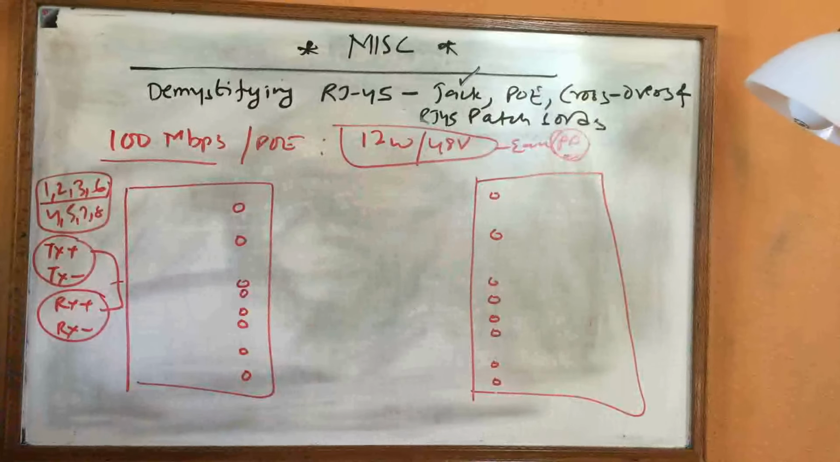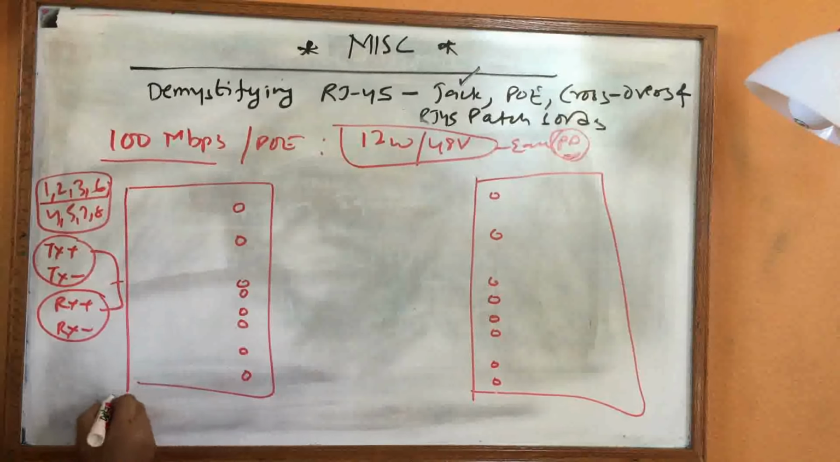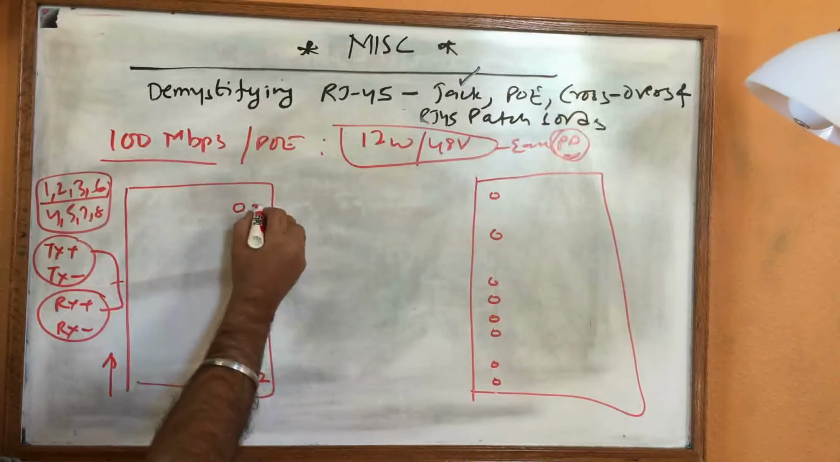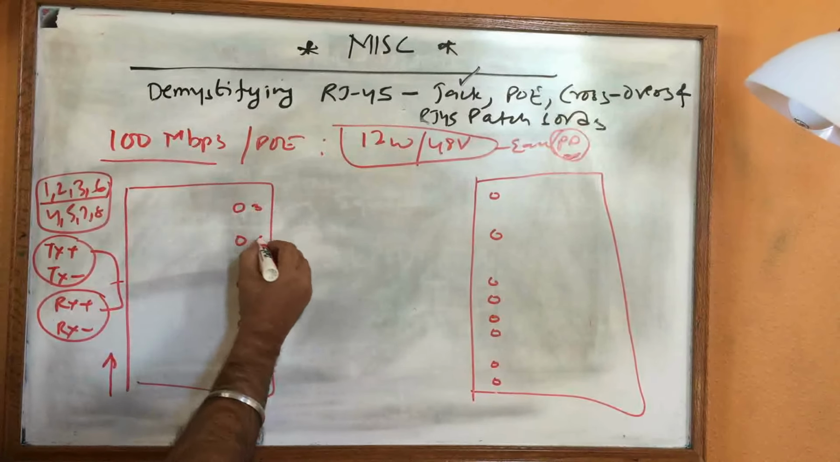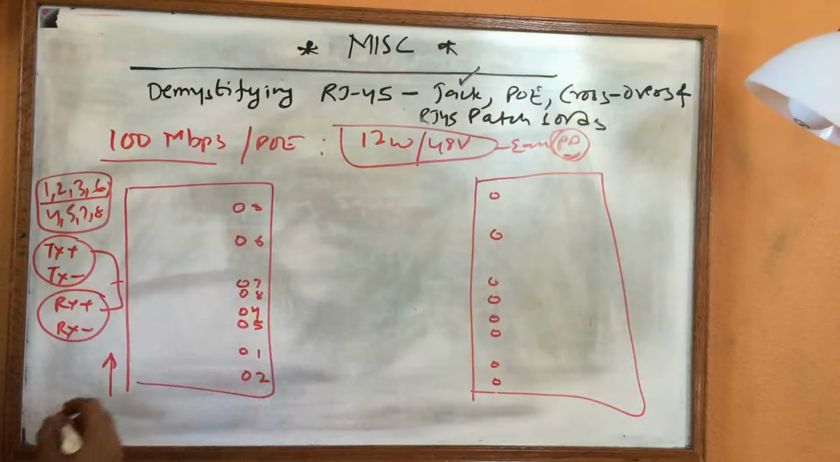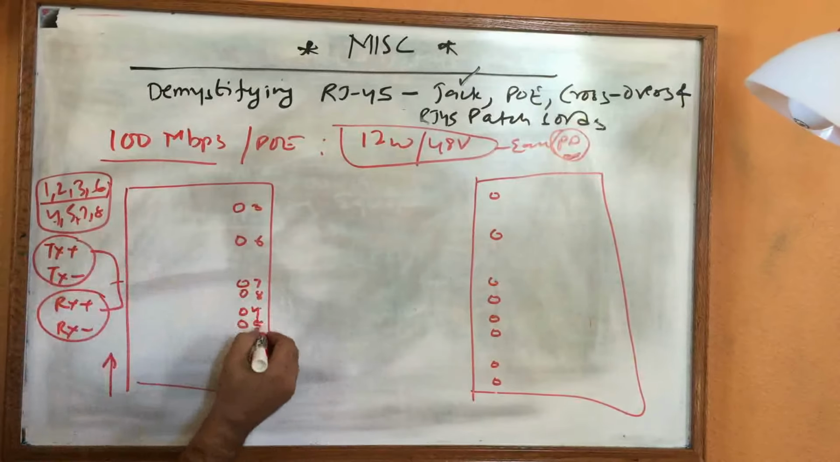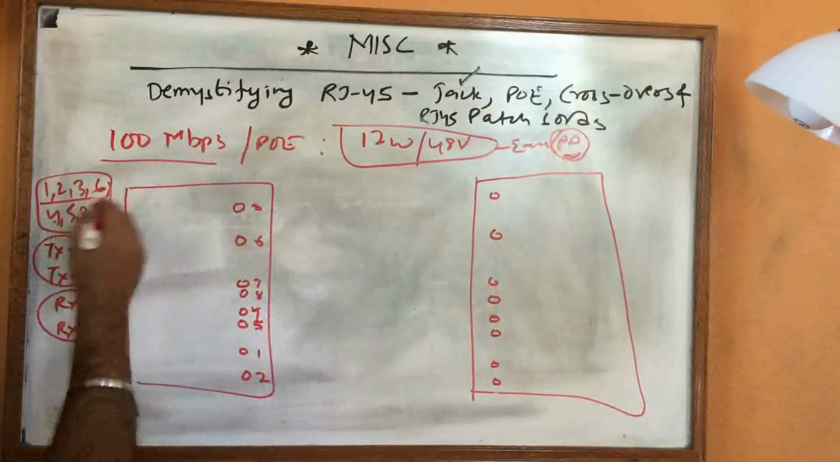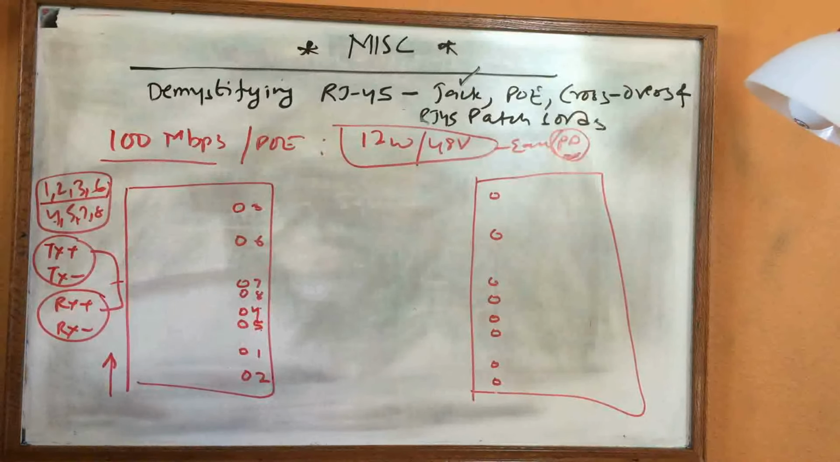So let's talk about the alternative B configuration here. As you know, we will go from south to north. We will say this is pin number 1, this is pin number 2, this is pin number 3, this is pin number 6, this is pin number 4, pin number 5, pin number 7, and pin number 8, right? So 4, 5, 7, 8, 1, 2, 3, 6. So the 3, 6 is basically used for what?